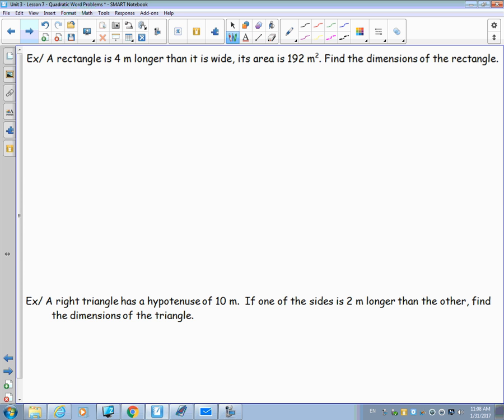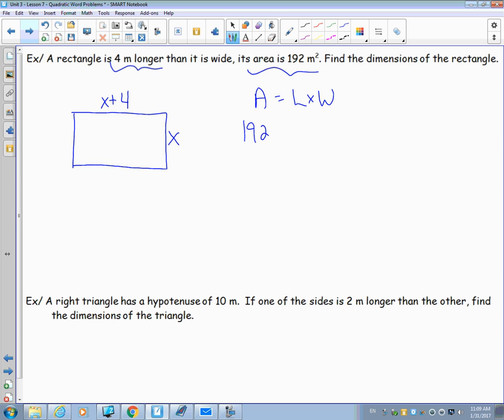Its area is 192. So if we draw something out, I count that as a let statement, especially if I put the numbers into it. So it's 4 meters longer than wide. So if I say x is my width, 4 meters longer than that, it's going to be x plus 4. I know the area of a rectangle is always length times width. I know my area is 192, and my length and width are x, and x plus 4. It's ready to be solved.